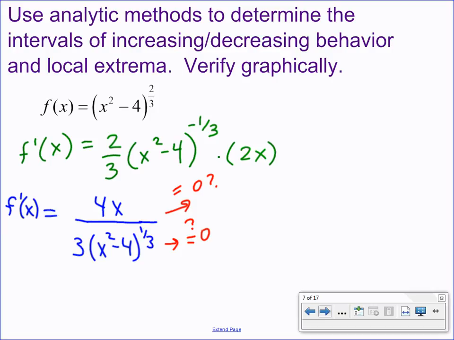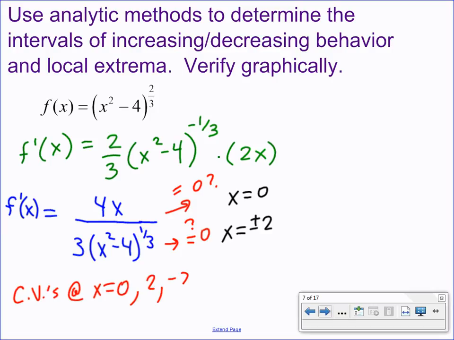So, will the top ever equal 0? Boy howdy, 4x set equal to 0 produces the critical value x equals 0. The denominator set equal to 0, through inspection, I get 2 values, right? What 2 values make the denominator equal to 0? Kobe? Positive, negative 2. Good. So we've got 1, 2, 3 critical values: at x equals 0, positive 2, and negative 2.